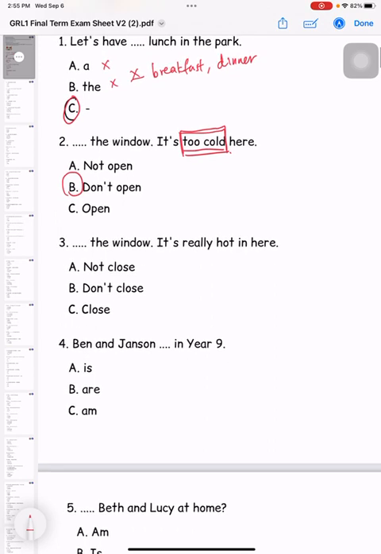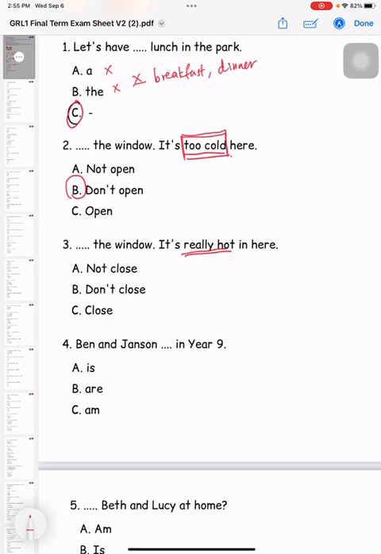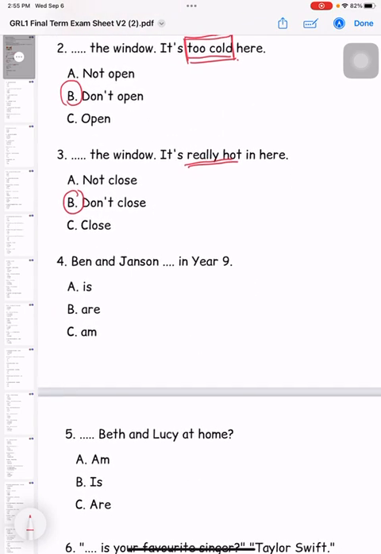So it's really hot in here. Okay, so the keyword is it's really hot in here. So that means it's really hot. So what do you have to do? You have to open the window. So if you say don't open the window, that means don't close the window, right? Okay, look at number 4.